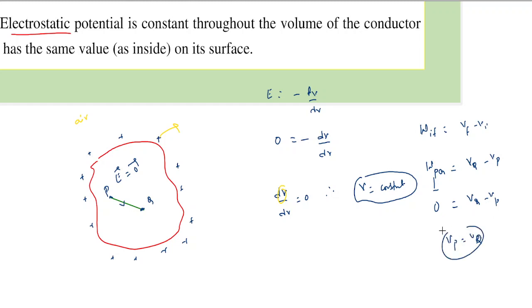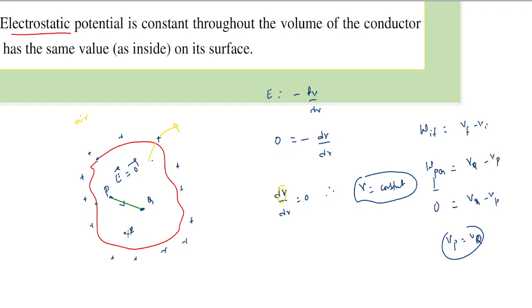This is the meaning of it. Similarly, you can find out that the work done to go from the surface also here would be 0, because nothing is opposing it. So the potential at every point inside the conductor, whether it's a point P here or a point Q here or a point R here or some other point, all those points will have the same potential.